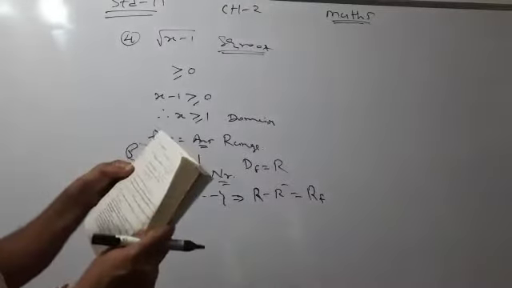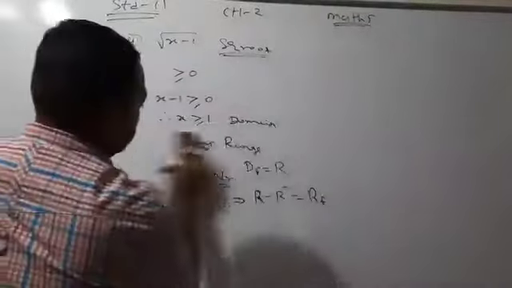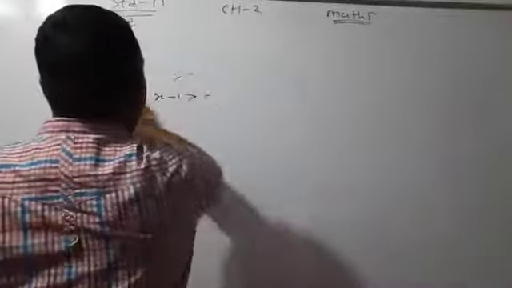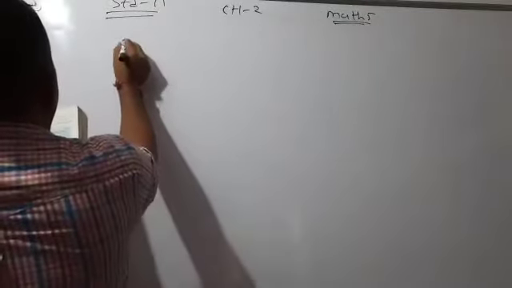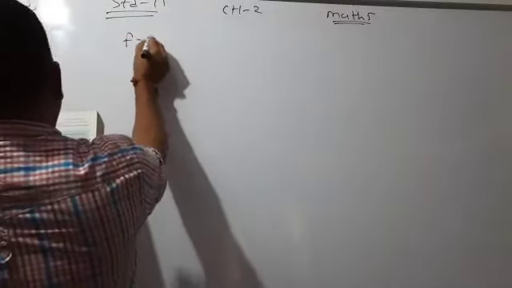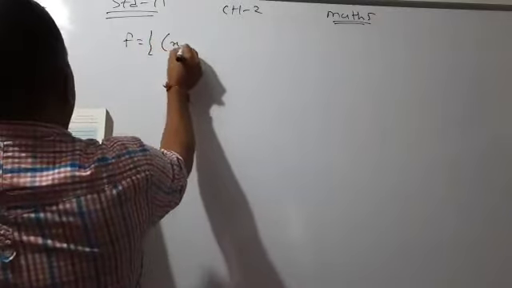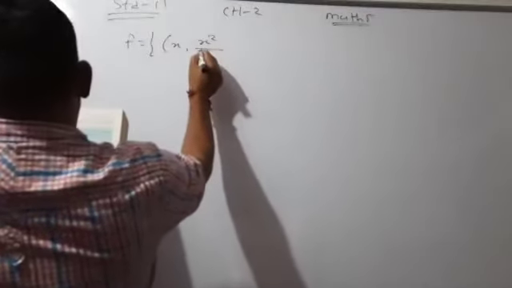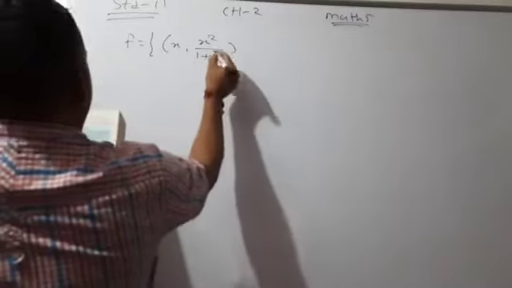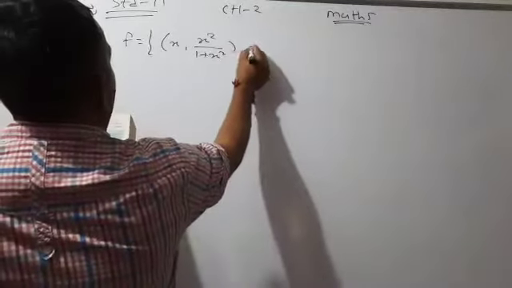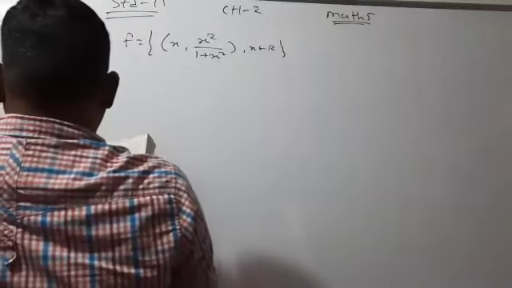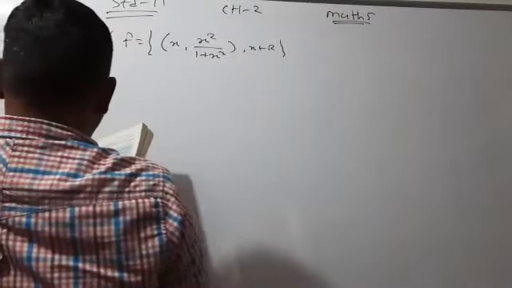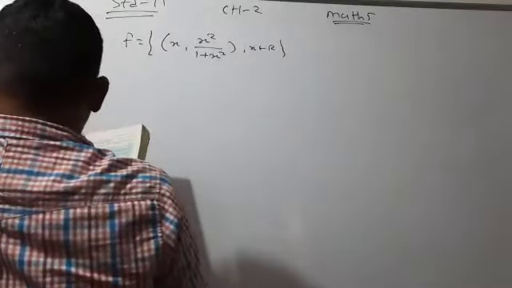Now question number 6. See, in question number 6, the question is given: f(x) is equal to x square upon 1 plus x square, x belongs to R. Now, this function is defined from R to R. Determine the range of f.